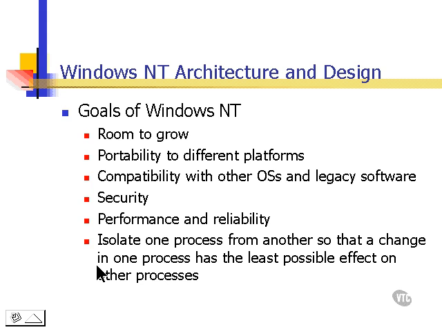When Windows NT was developed, there were certain goals that affected its architecture and its design. One of the goals was the room to grow, in other words, scalability. Another goal was portability to different platforms. Still another was compatibility with other operating systems and with legacy software.